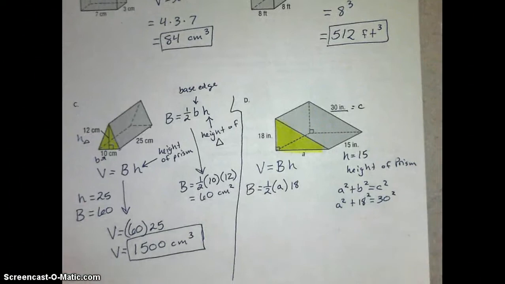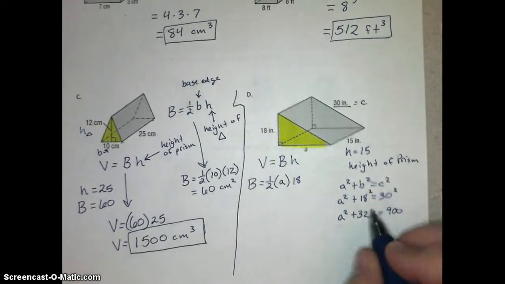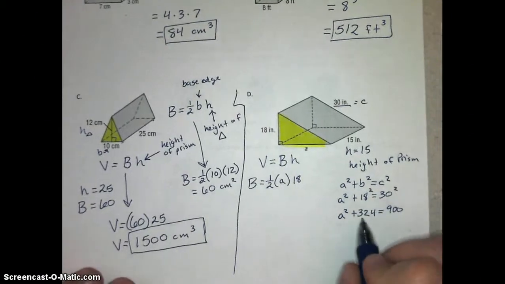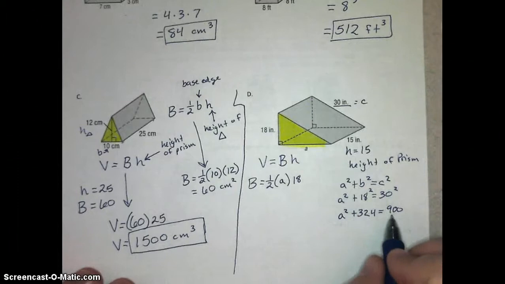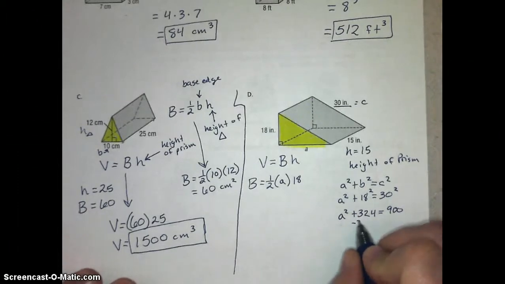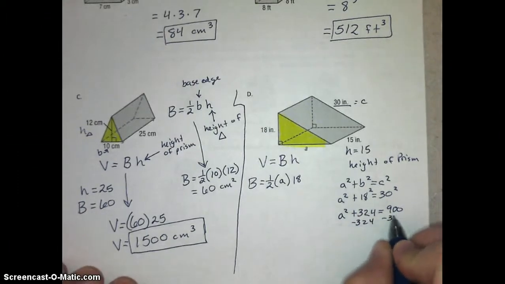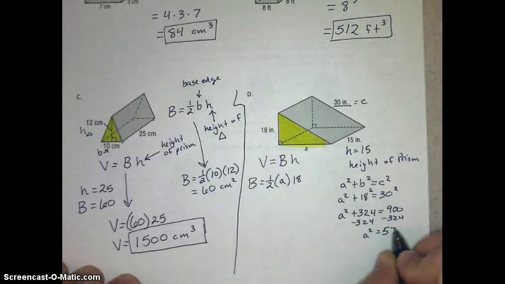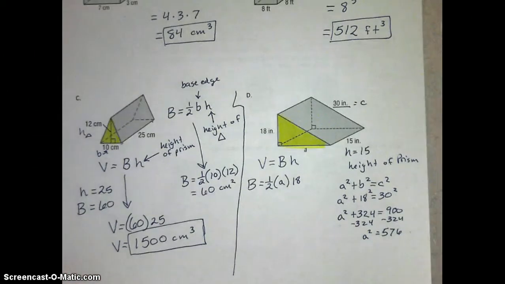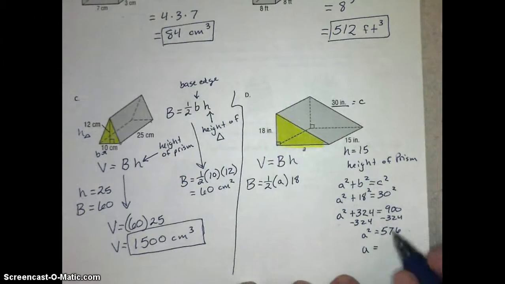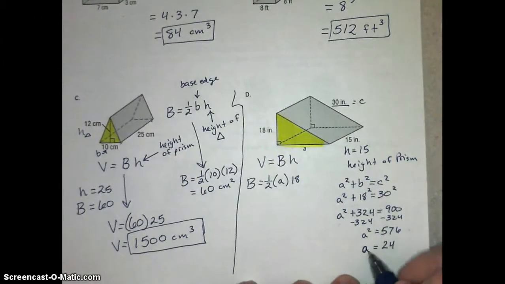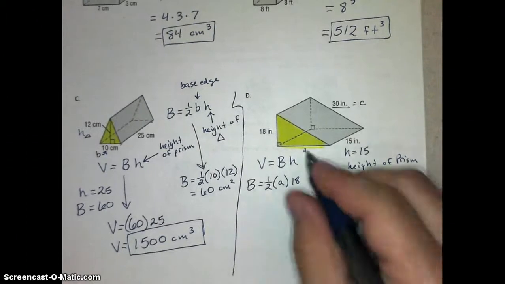We're going to take those values and square them to get 324 and 900 respectively. Then we're going to subtract 324 from both sides and get that A squared is 576, and then take the square root of 576 to get an A value of 24. And it worked out nice this time. No decimals, no rounding. We know this is exactly 24.